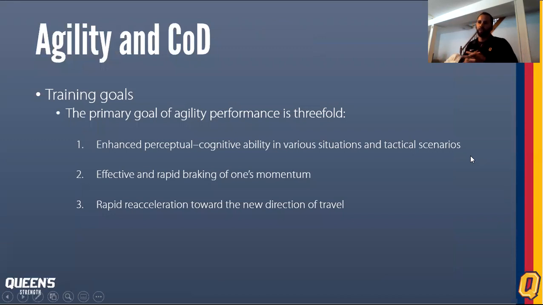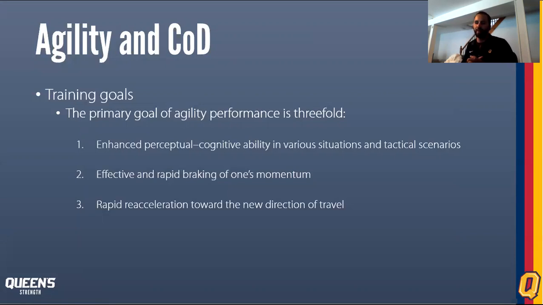So agility and change of direction. What are our training goals here? There are 3 primary goals that we need to look at when we're thinking agility, okay? And not change of direction, but actually agility. We have to have an enhanced perceptual cognitive ability in various situations and tactical scenarios. So we have to be able to visually read what we're trying to lose or create space on. And the whole goal here is to make a decision as to where we want to go. We also have to have the physical qualities of effective and rapid breaking of one's momentum. So how do we do that? We have good lower body strength. We have good eccentric strength of our muscles, being able to absorb force.